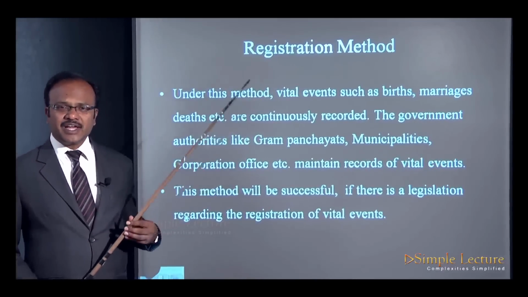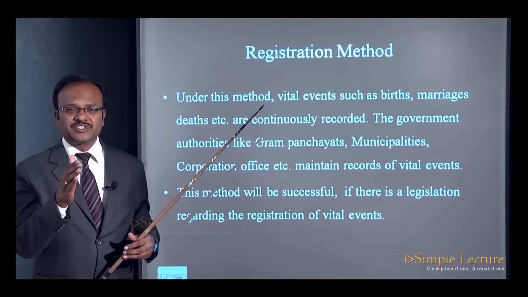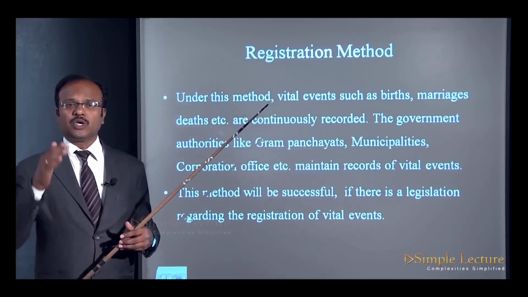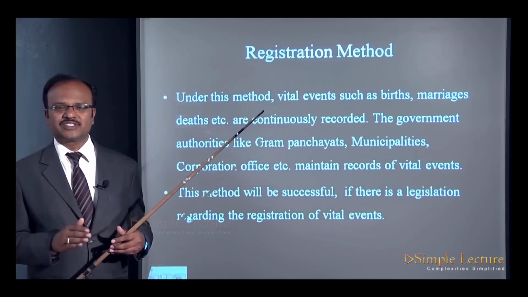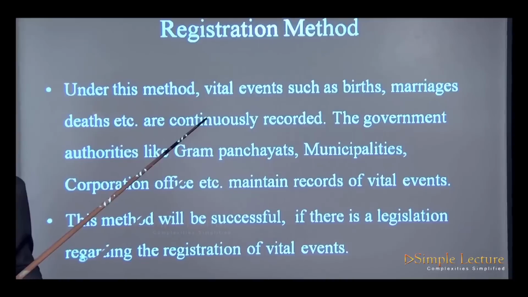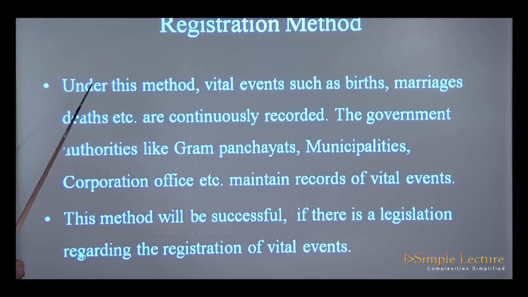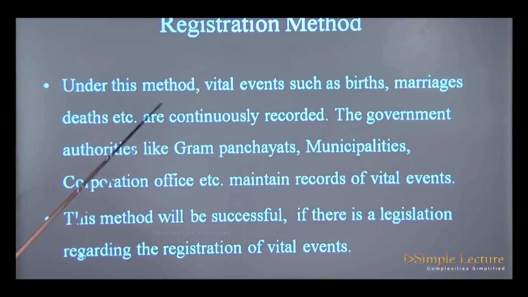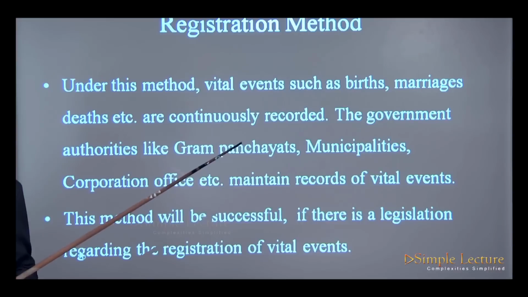Registration method. Under this, whatever vital events are going to happen will be registered with the concerned authority of a particular locality. So in that particular place where the events happen, they record those events. The records will be maintained for a particular period of time, by which you will come to know the various events that are happening in the human community. So under this registration method, vital events such as births, marriages, deaths, etc., are continuously recorded, either in manual form or in virtual form.